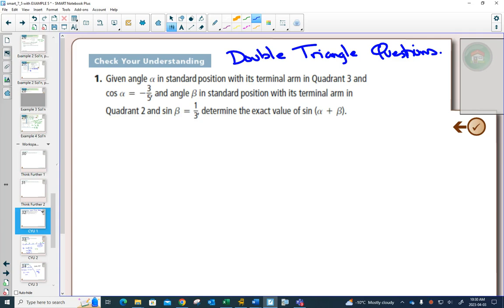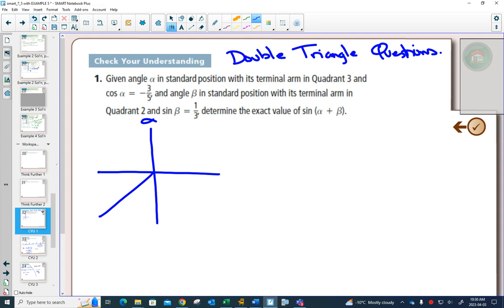So, for example, given angle alpha in standard position in quadrant 3. So the first thing we're going to do for our alpha triangle is we can draw an angle that is not in quadrant 3. Came so close. Try it again. There we go. We can draw an angle in quadrant 3. It's a long spring break.